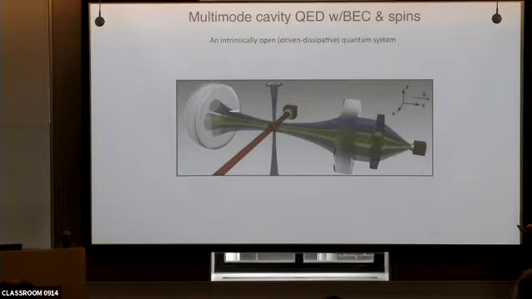That transverse field can be near resonant with the modes in the cavity. Here I only draw two, but we can make cavities that have thousands of modes. And light can be transferred to the cavity, and that light can come out of the cavity and we can image it. So that's the scenario.